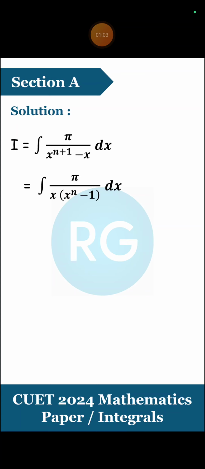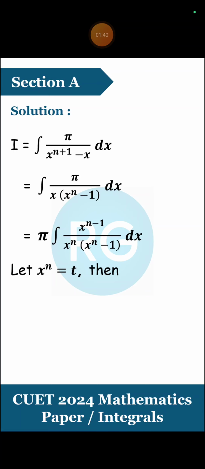So I'll be multiplying the numerator as well as the denominator by x raised to the power n minus 1. So that will make my denominator x raised to the power n into x raised to the power n minus 1. Now this turns into a very simple one, because when you put x raised to the power n as t, you can see that your numerator, that is x raised to the power n minus 1 dx, will be the derivative of that. So that makes this question a little easier, and I'll take pi outside the integration because it is a constant. So let's make x raised to the power n equals t.